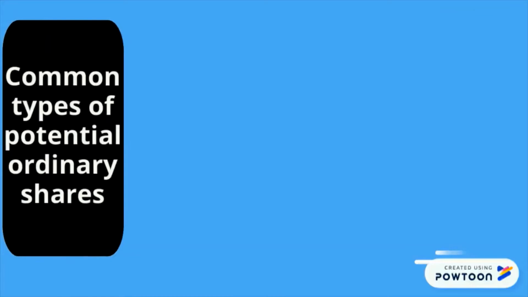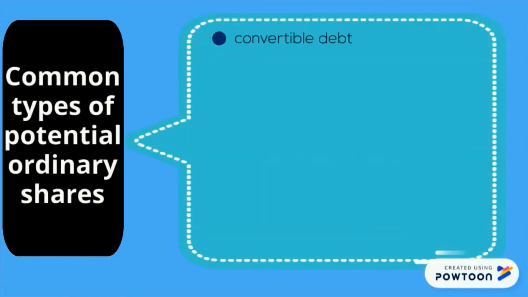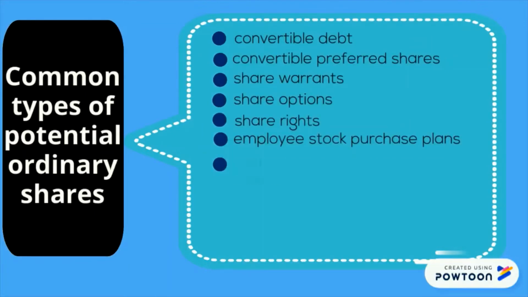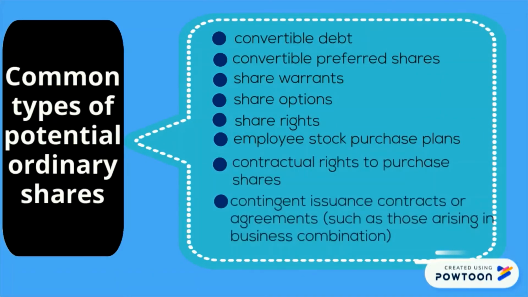A few examples of potential ordinary shares are convertible debt, convertible preferred shares, share warrants, share options, share rights, employee stock purchase plans, contractual rights to purchase shares, and contingent issuance contracts or agreements, such as those arising in a business combination.